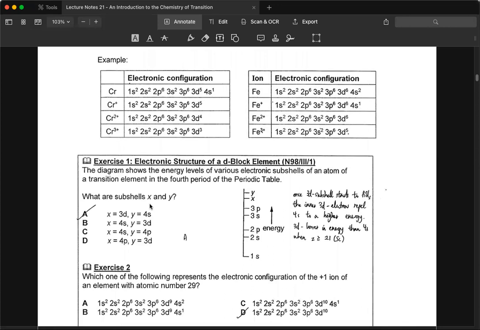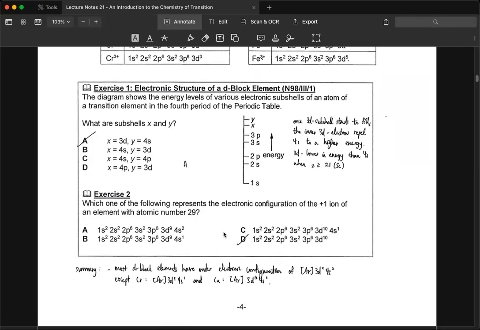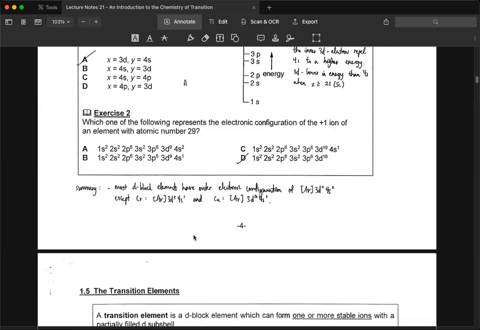Okay. For this question, the question was asking what are the possible subshells X and Y. So they already mentioned that this element is a transition element in the 4th period. What could the next energy level be? Because of repulsion between the electrons of 3d and 4s, the 4s electron is pushed up to a higher energy level. So 3d is actually lower once the electrons are filled up in 3d. Shielding effect. Then the next question was the electronic configuration of the +1 ion of atomic number 29. So remember to remove the electron from 4s first and not from 3d.